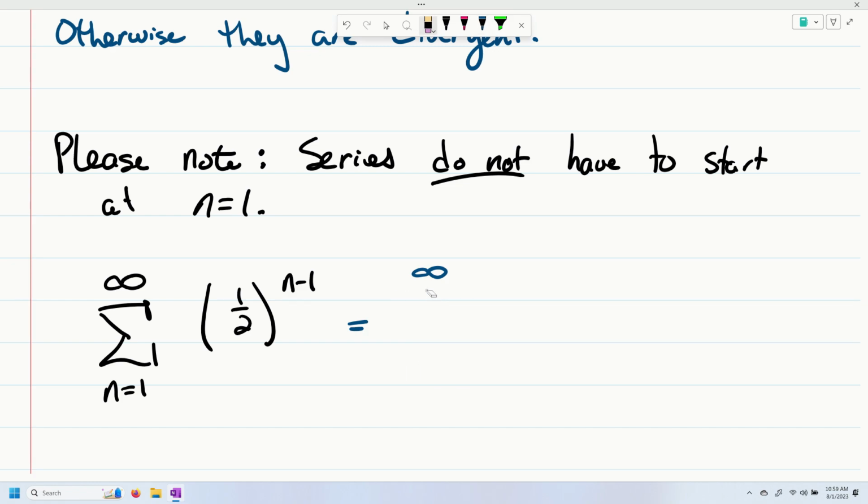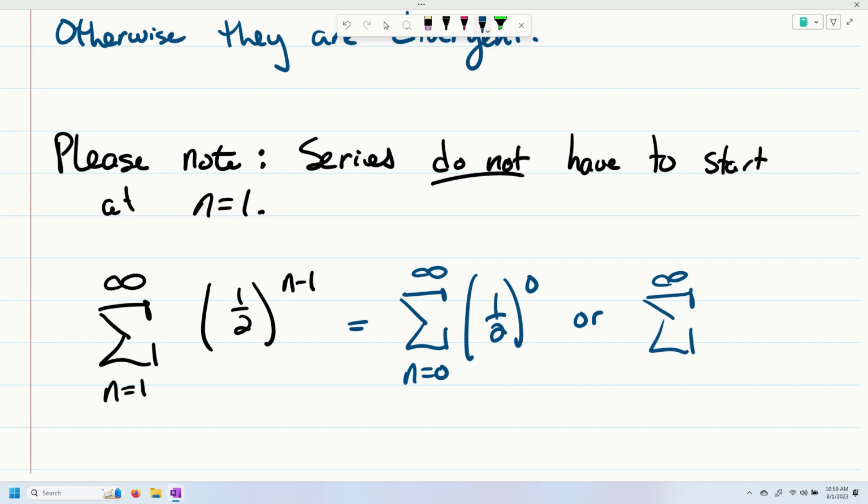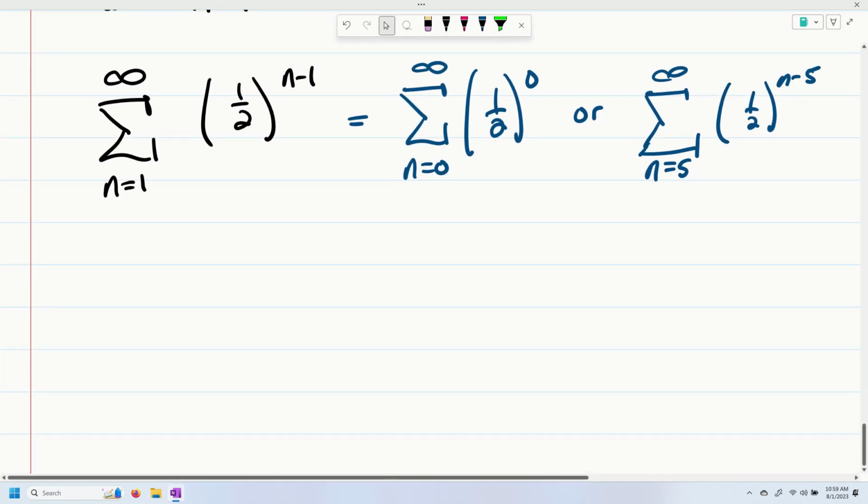Oh, horrible summation. You're going to have a lot of fun drawing these. Hopefully you get good at it. Hopefully you're better than me. So you could write it like this. Or, if you wanted to, you could start it at 5. I mean, they're all equivalent. You can even change your variable up.